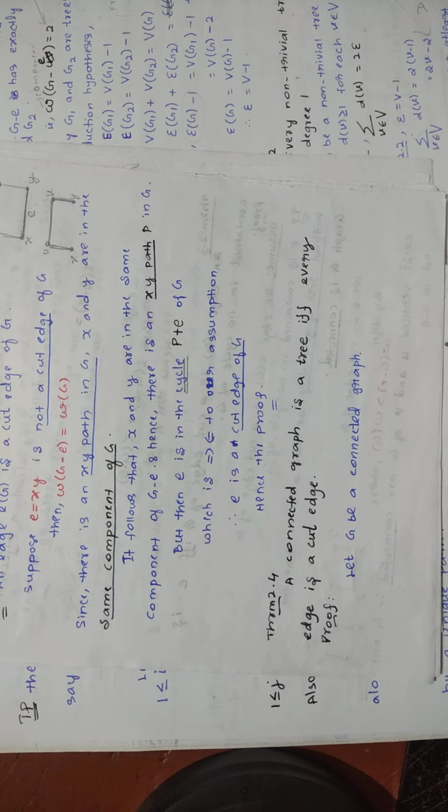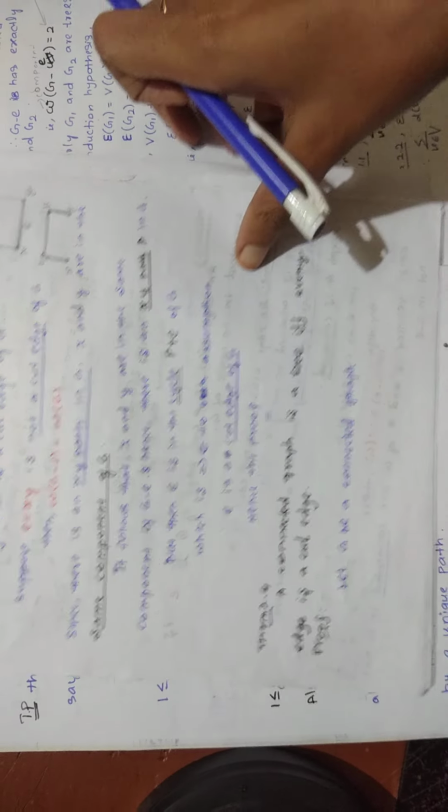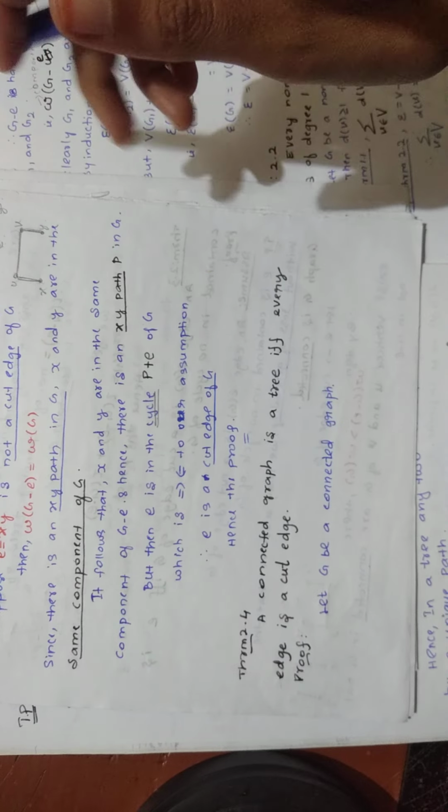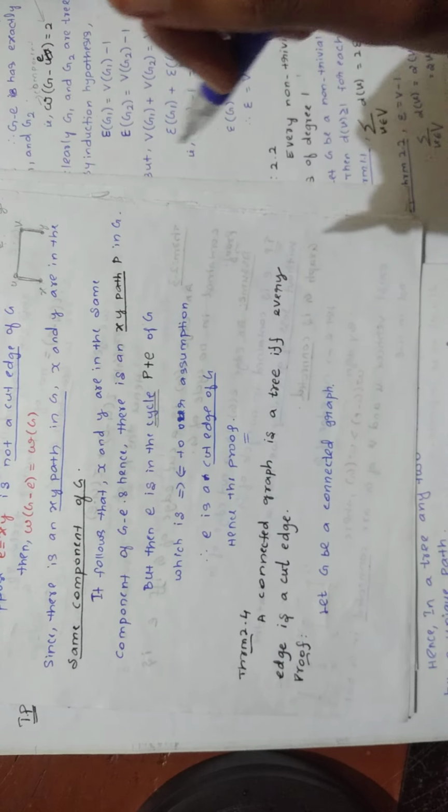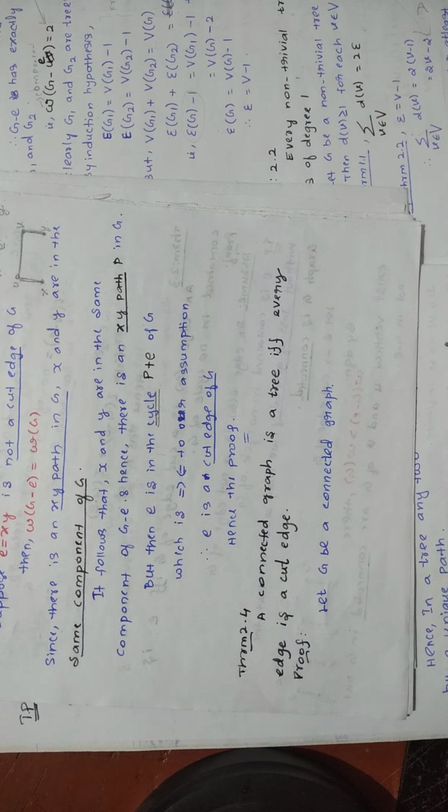In this video, I am going to explain the theorem. A connected graph is a tree if and only if every edge is a cut edge. So here, what they are saying is, when will a graph be a tree? That is when every edge is a cut edge, then that graph is called a tree.